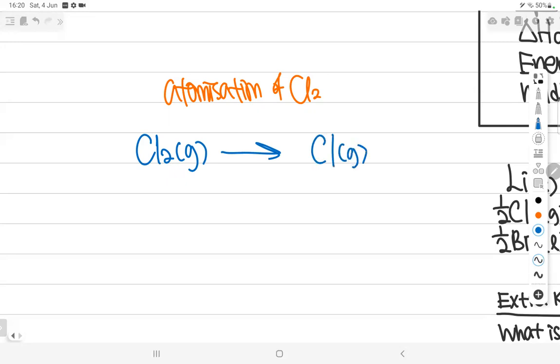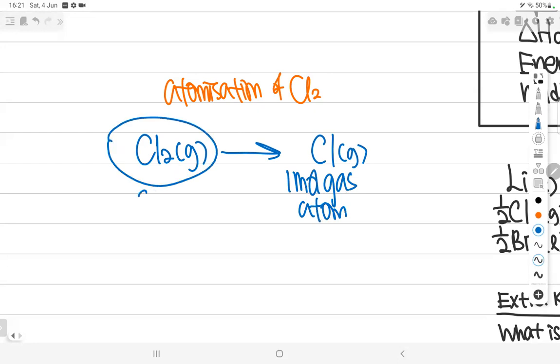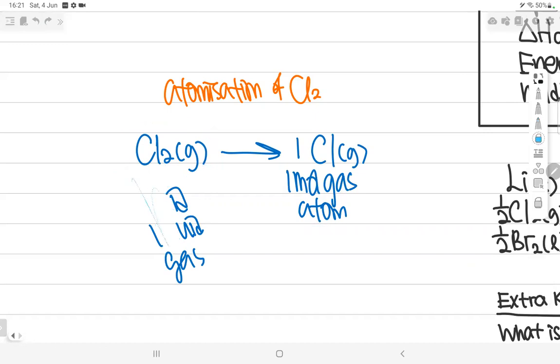Many students say, sir, this is gas, this is also gas. Is this still atomization? Yes, atomization, you want to produce 1 mole of gas atom. So you don't care whether it is solid, liquid, or gas. As long as at the end of the day, you produce 1 mole of gas atom, that is already atomization.